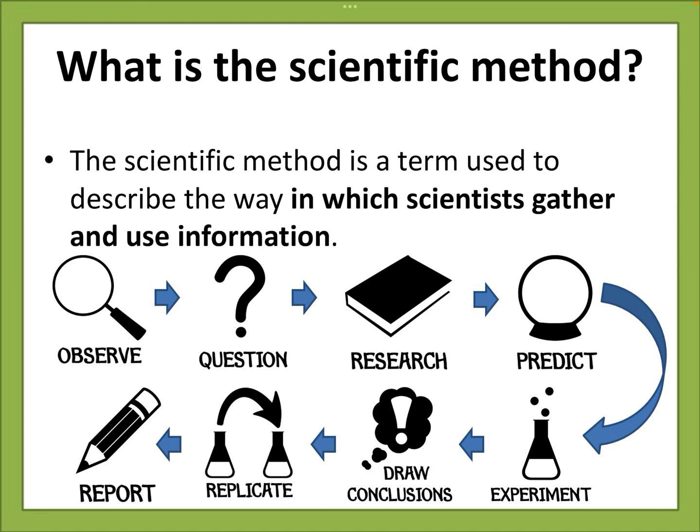So what is the scientific method? The scientific method is a term that we use to describe the way scientists gather information and use that information to help solve a problem. We always begin by making an observation. Observations lead us to ask questions. When we have those questions, then we research them, make a prediction, conduct an experiment. From our experiment, we analyze our data and we draw conclusions.